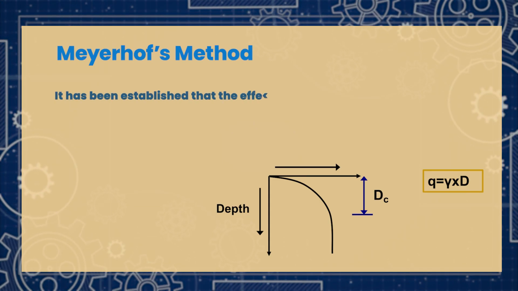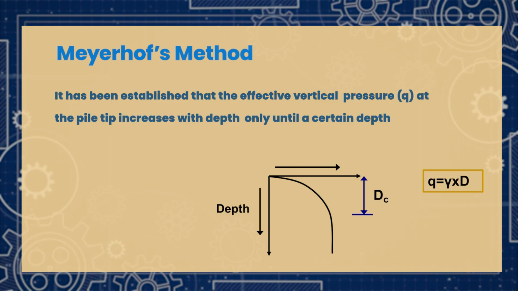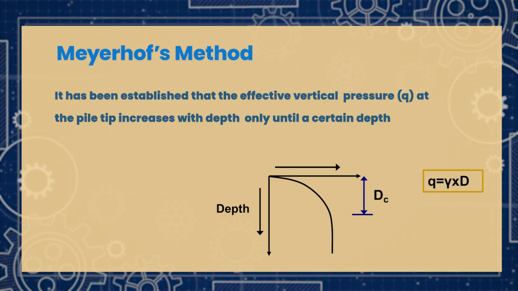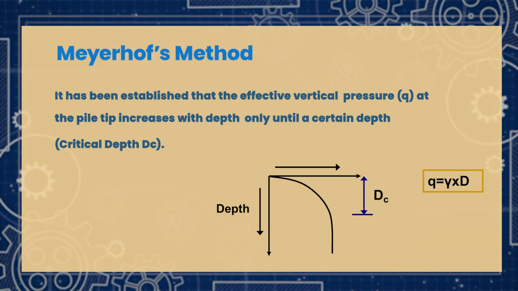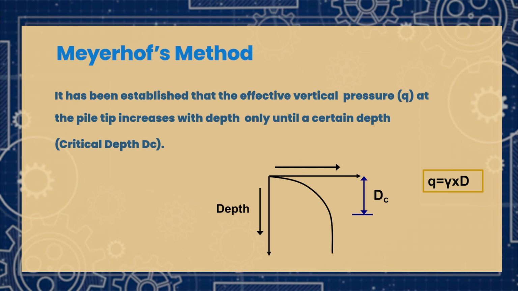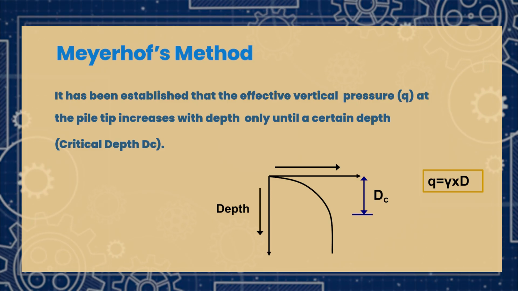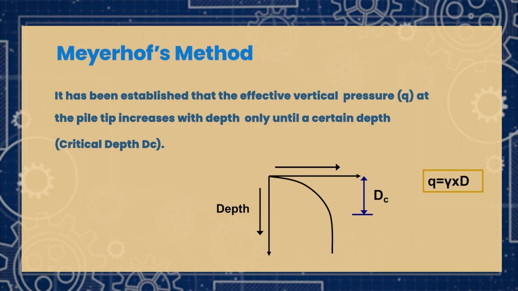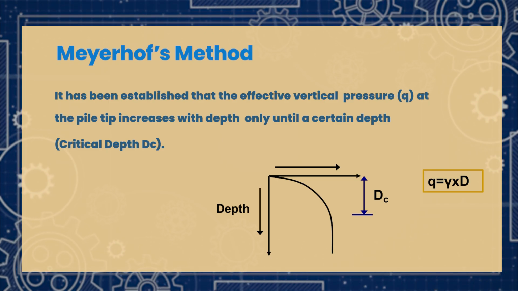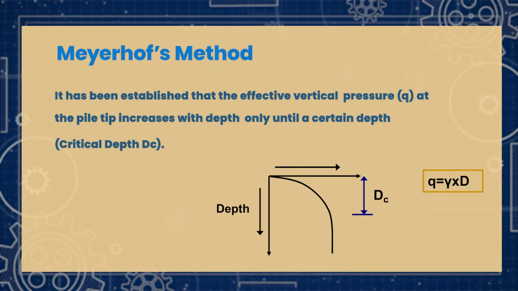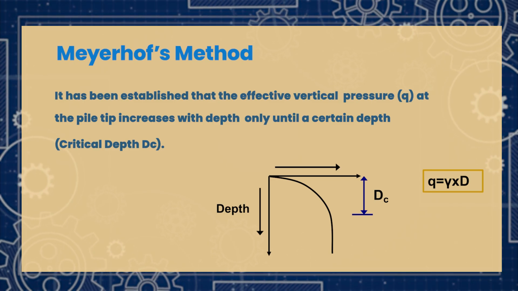The effective vertical pressure, that is q, at the pile tip increases with the depth only until a certain critical depth. It means that gamma into D will be denoted by q. When you are applying a load, that load will be carried only to a certain depth. That depth is called the critical depth. After that, what will happen? It will become uniform. You can see this curve. You apply the load, it will be like this. At a certain depth it becomes constant, and till that depth, it is denoted by the critical depth, capital D suffix C.